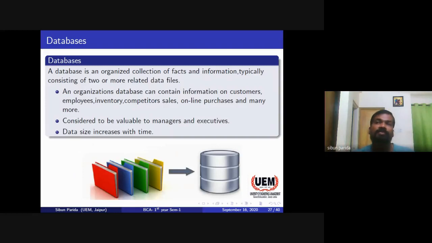So that means this information is stored somewhere, so that whenever I want, I can extract it easily. So that means this information is stored in a database. That means it is an organized collection of information. An organization's database can contain information on customers, employees, inventory, competitors, sales, and purchasing. It is considered valuable to managers and executives.